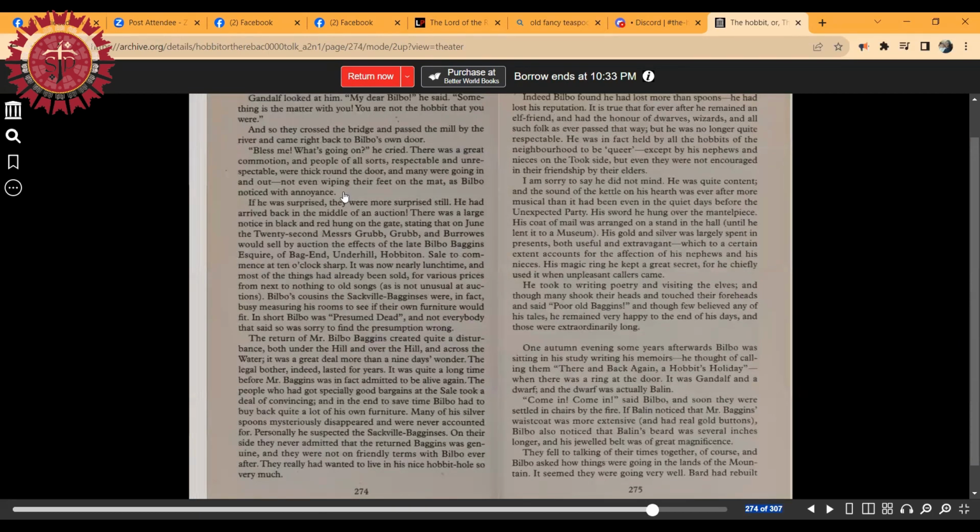Gandalf looked at him. "My dear Bilbo," he said, "something is the matter with you. You are not the hobbit that you were." And so they crossed the bridge and passed the mill by the river, and came right back to Bilbo's own door. "Bless me, what's going on?" he cried. There was a great commotion, and people of all sorts, respectable and unrespectable, were thick around the door, and many were going in and out, not even wiping their feet on the mat, as Bilbo noticed with annoyance.